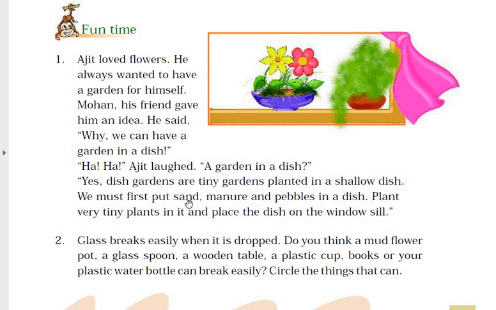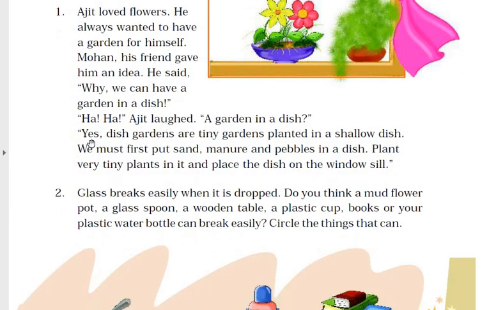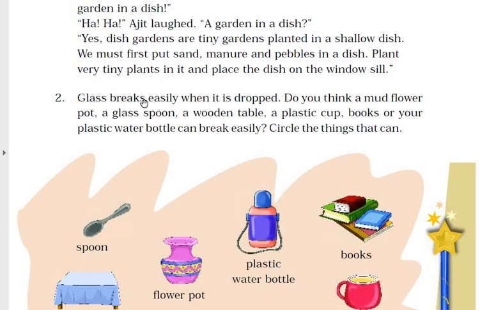We must first put sand, manure, and pebbles in a dish, plant very tiny plants in it, and place the dish on the windowsill. So I have also tried this thing, though I have not used a dish, but I have used a watermelon shell. I ate all the watermelon inside, and the shell I used for planting the mint leaves. Okay, so you can also try doing something creative. So next is, glass breaks easily when it is dropped.